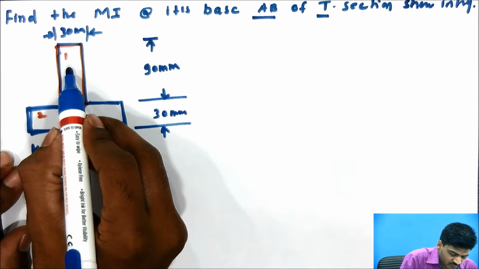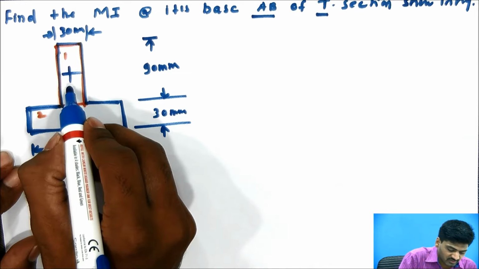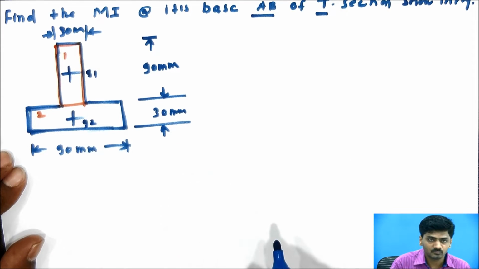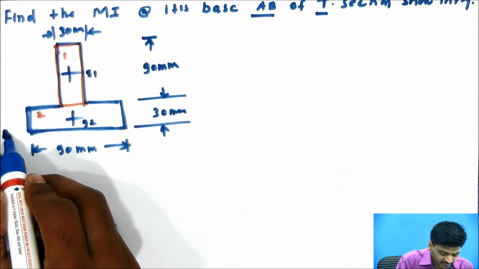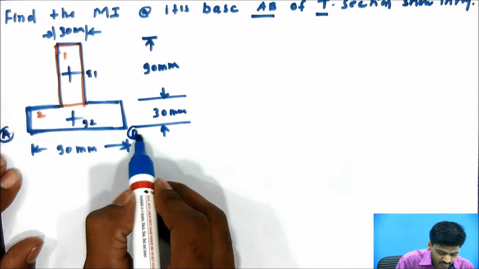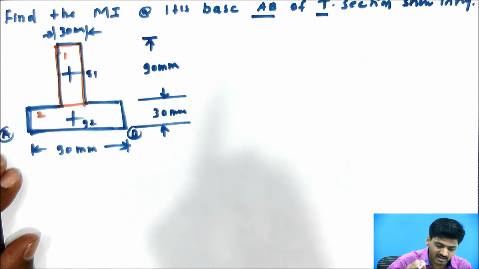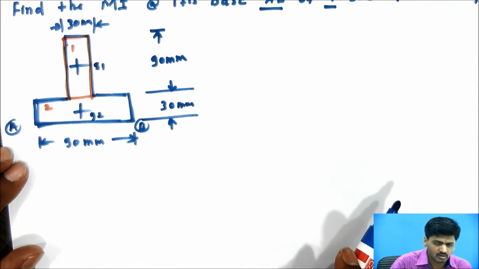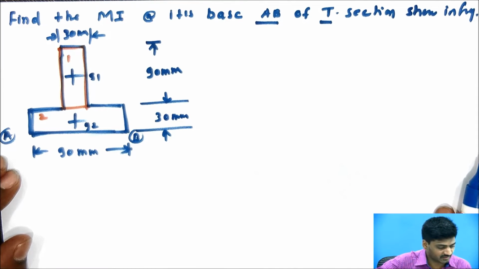What is your next step? Your next step is to show the centroid of both figures. This is G1, this is G2. Your next step: they have mentioned the reference axis, that is AB, and from this reference axis you may calculate the moment of inertia. Now how to calculate it? What are the different steps?